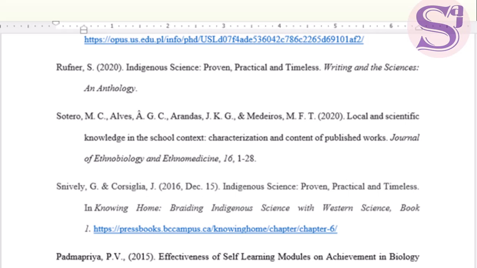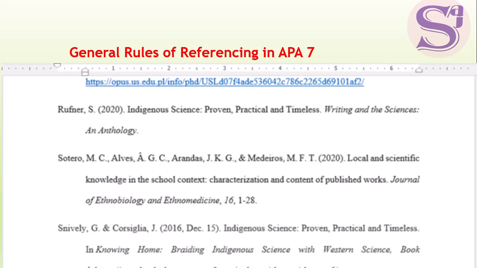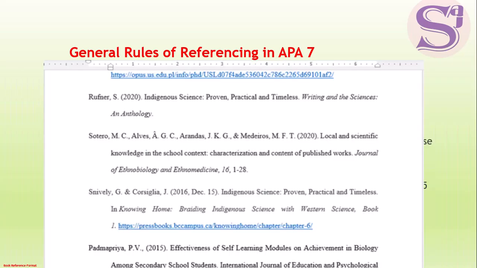Secondly, the reference list is arranged alphabetically and without numbering. You don't number the reference list. Multiple works by the same author in the same year are differentiated with lowercase letters after the year. Format the reference list so that every entry has a second-line hanging indent of 0.5 inch. Double space the reference list, both within and between references.